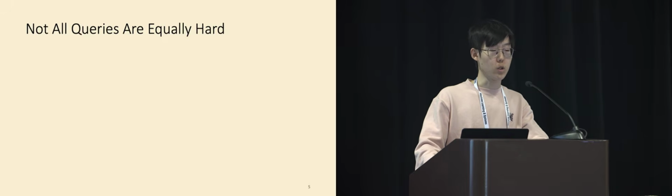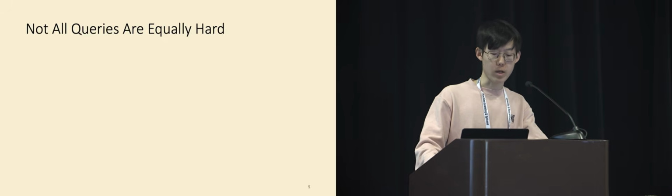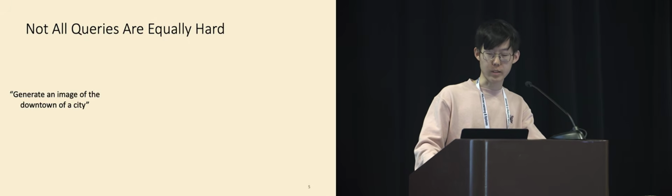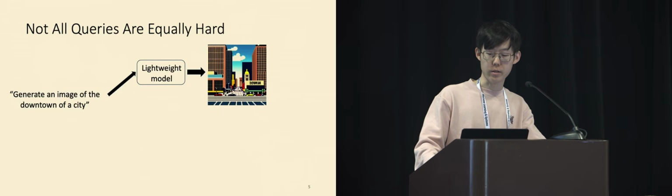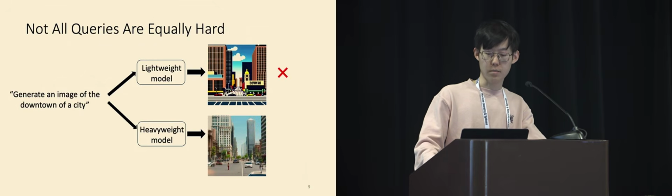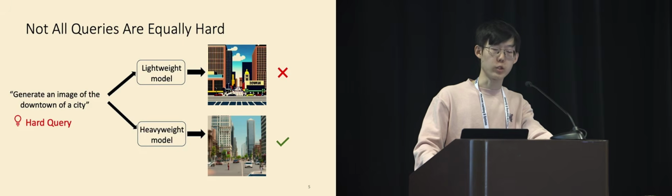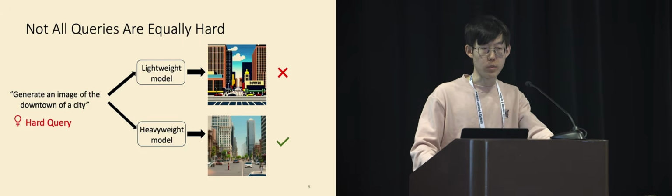Now, one key observation is that not all queries are equally hard, and this finding motivates our project. For example, a prompt like "generate an image of the downtown of a city" is fairly complex. If we use a lightweight model here, the result is unrealistic. But a heavy model can capture the details pretty well. So this kind of query is considered a hard query, which requires more capacity to maintain quality.